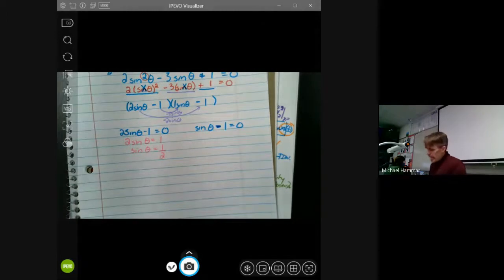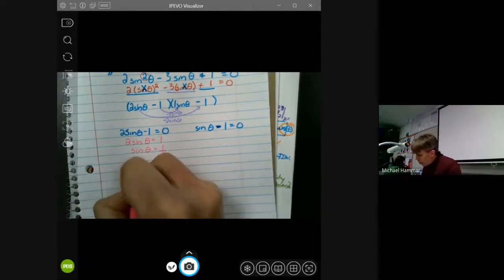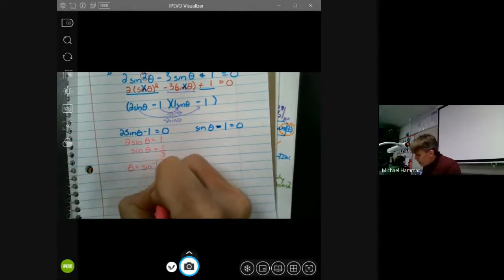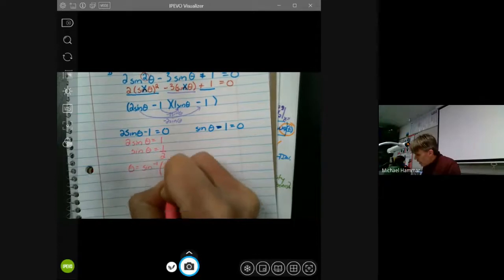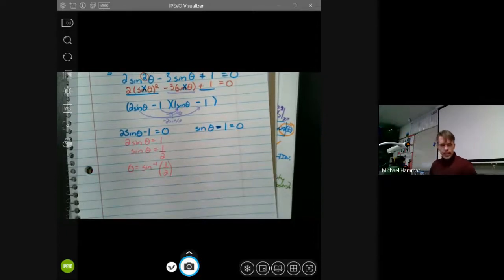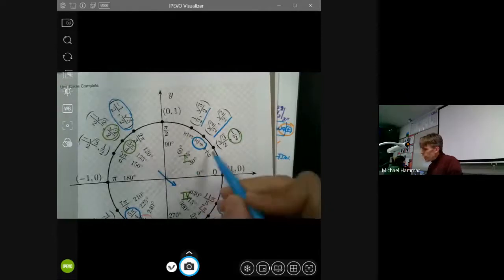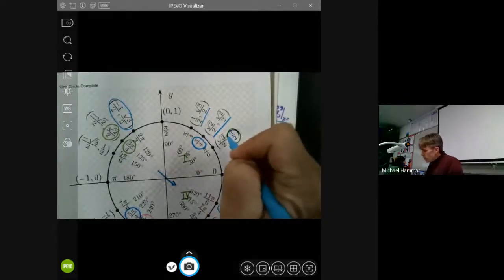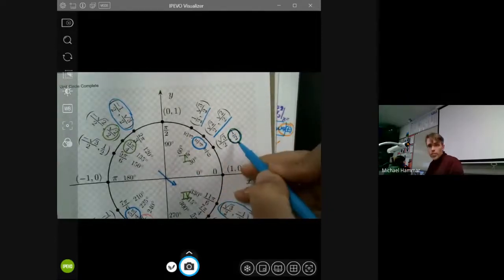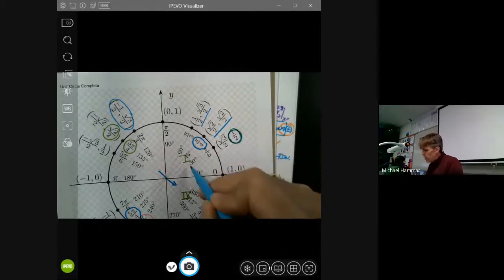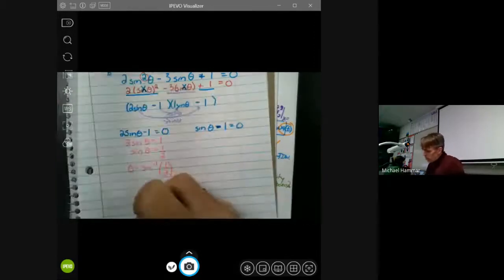And now you need to ask yourself, what angle does the sine equal 1/2? So we need to go back to our unit circle, and we remember that on the unit circle, sine is the y coordinate. So that one's going to be right here, in quadrant 1. So we're going to do pi over 6.